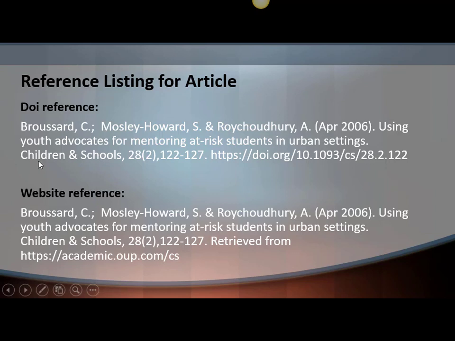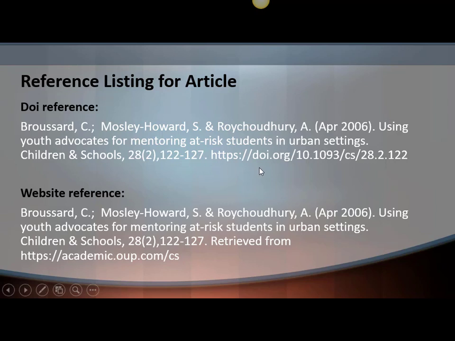So again, the title of the journal should be italicized. I'm sorry that didn't show up this way. Here is my volume number. Here is my issue number. If there is no issue number, it'd be 28, comma. There's no P for page. You just list the page numbers right here.